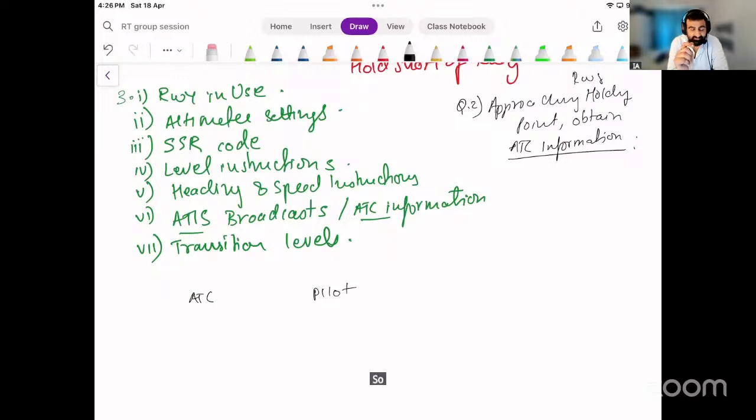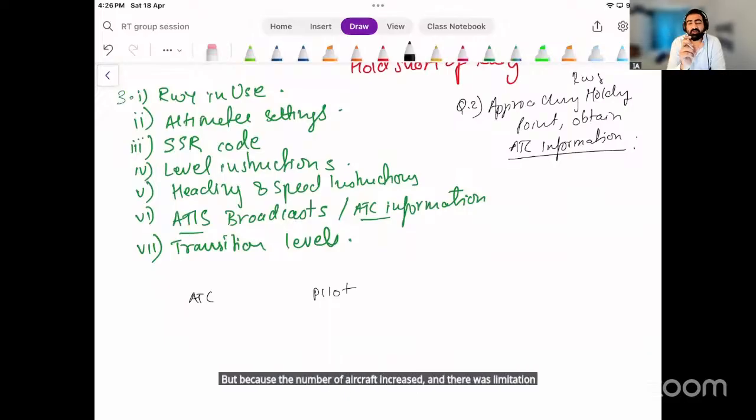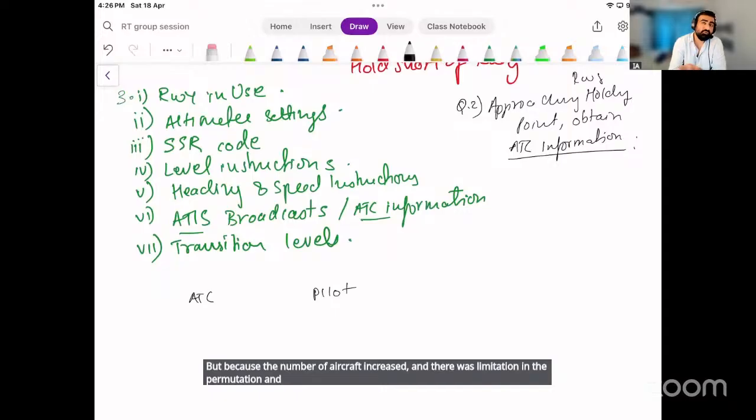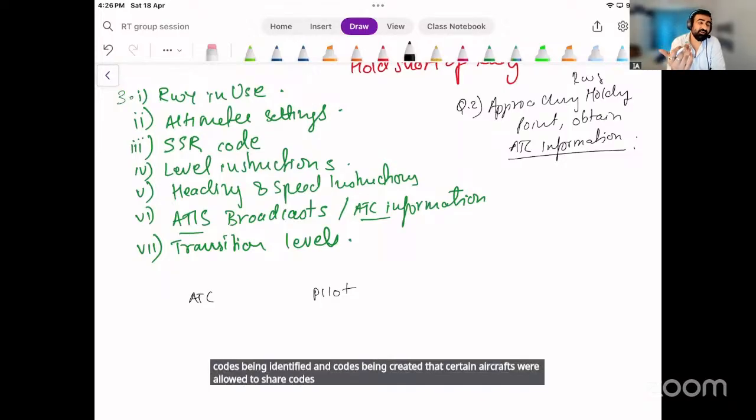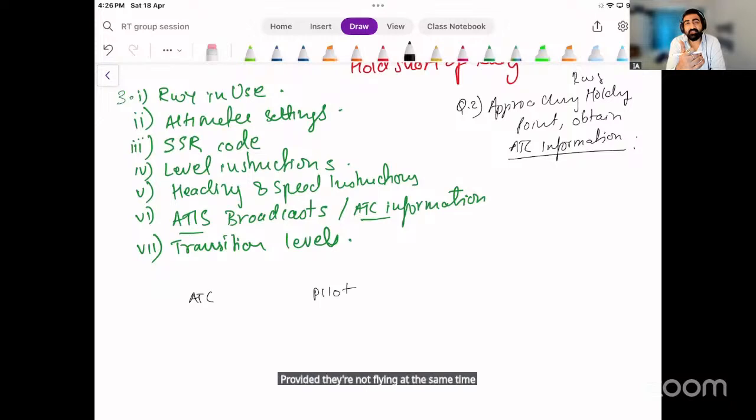So something with SSR. The codes earlier were uniquely given to each aircraft, just like call signs. But because the number of aircraft increased and there was a limitation in the permutation and combination of codes being created, certain aircraft were allowed to share codes, provided they're not flying at the same time. Even with call signs, codes have started to be shared. Transponder codes can be reassigned any time to any aircraft.